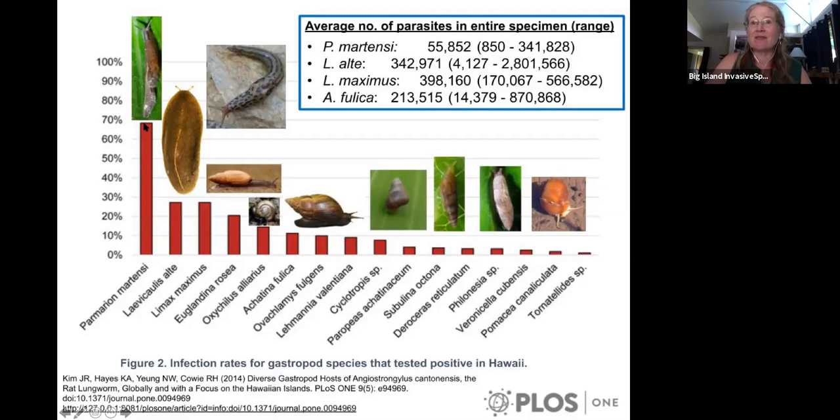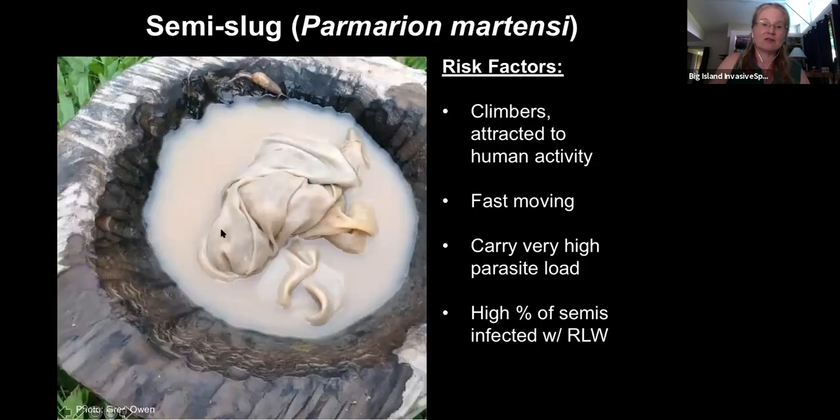And on the Big Island around Hilo and Puna, it's closer to between 90 and 100% of the semi-slugs that have been collected by the Jarvi lab have had rat lungworm. So the chances are, if the snail or slug you happen to encounter is a semi-slug, it's almost guaranteed that it has the rat lungworm parasite in it. Whereas if it's a different kind of snail or slug, the chances are lower. So again, that makes it more likely to be a vector for disease.